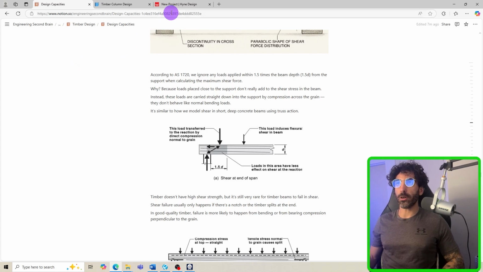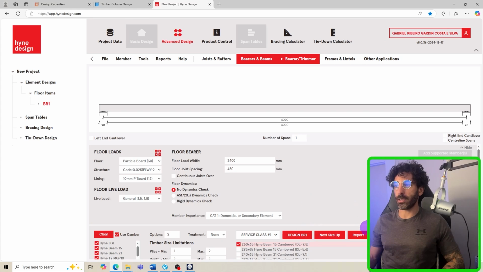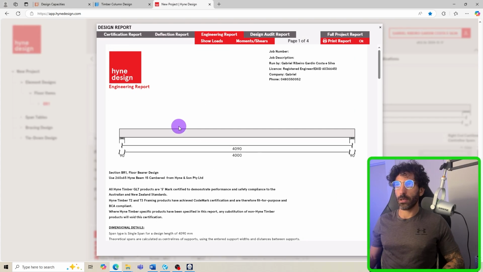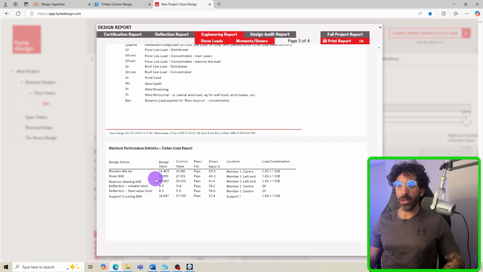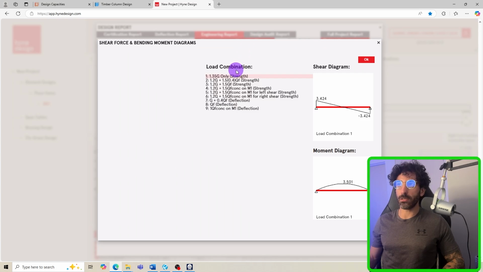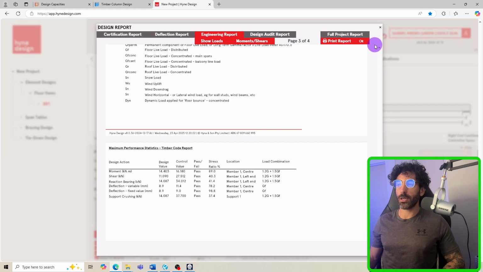So that's why if we go to Hein and then click design, go to report, if we scroll down the engineering report, have a look at shear. We have 11 kilonewtons in shear for 1.2 G plus 1.5 QF. If you go to moment shears, 1.2 G plus 1.5 QF, the shear force here is 14 kilonewtons. So Hein is not designing that beam for 14 kilonewtons, it's designing for 11 kilonewtons.